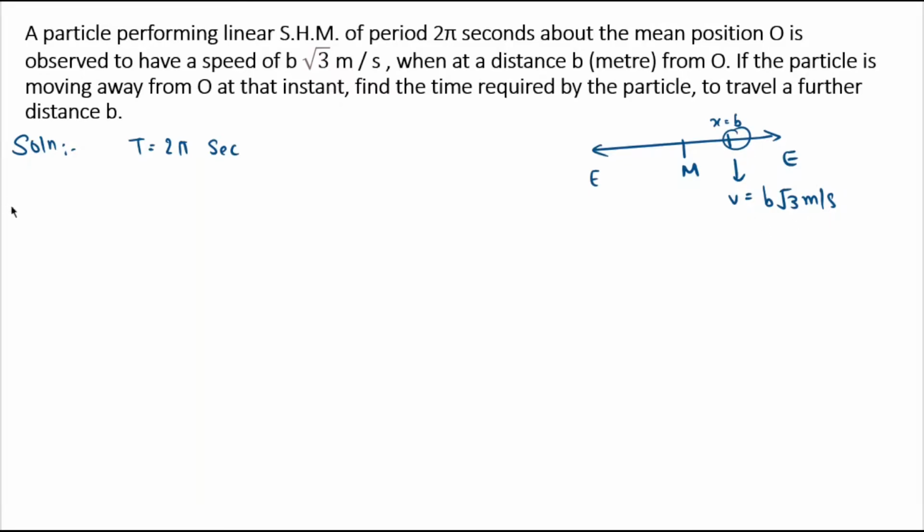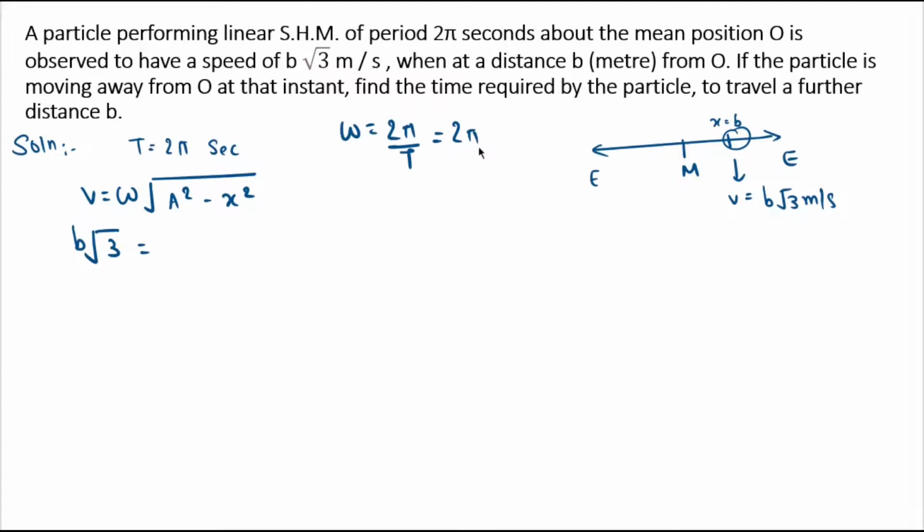So we know the formula v equal to ω√(A² − x²). From this we can say that v is given to us as b√3, which is equal to ω√(A² − x²). Now we haven't calculated ω yet, so we know that ω is equal to 2π by T, which is equal to 2π by 2π. So 2π gets cancelled, it becomes 1 radian per second. So here 1 will come into √(A² − x²).